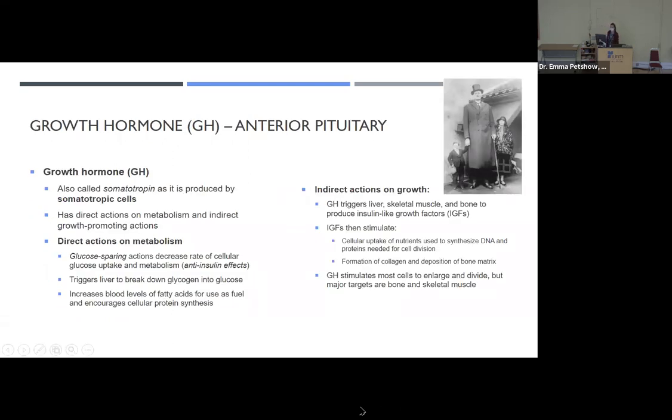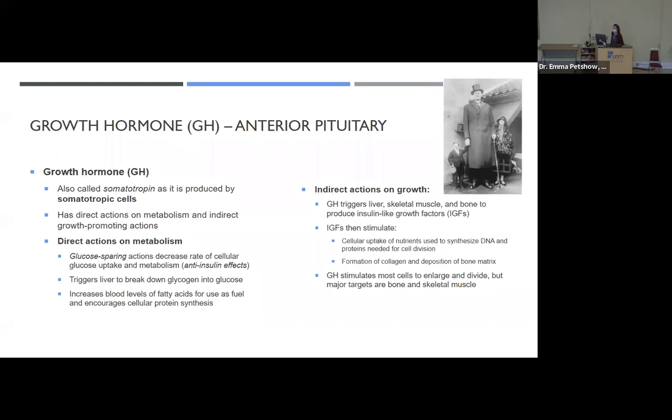All right, we're going to go through growth hormone, and then we'll take a break, okay? So growth hormone comes from our anterior pituitary. It's going to also be called somatotropin. You can see them used both ways on your test. Produced by your somatotrophic cells. It's going to have direct actions on your metabolism and indirect growth promoting actions.